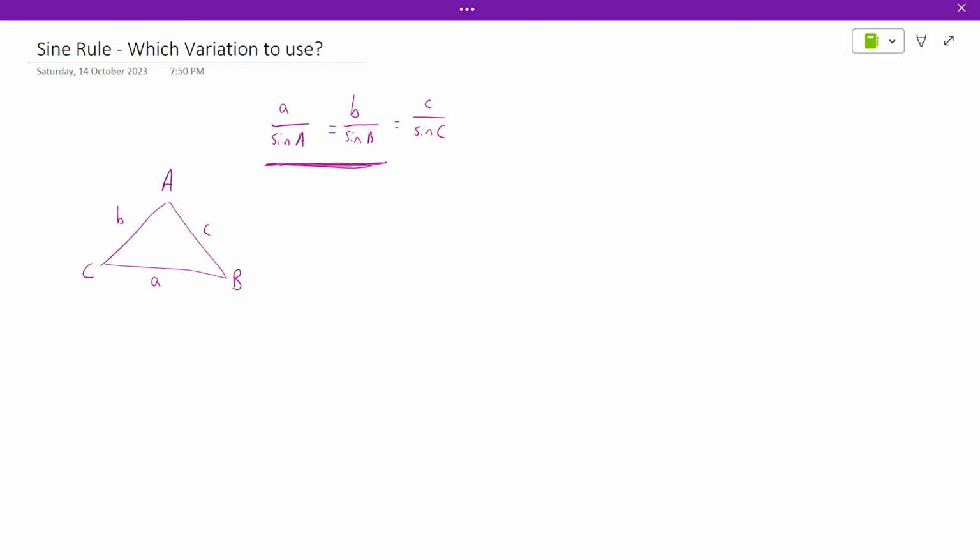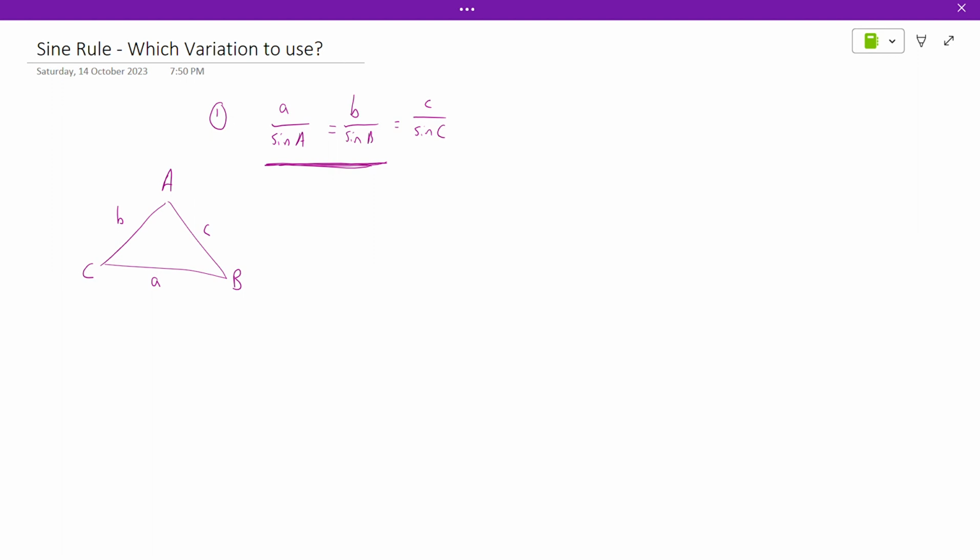So when to use each variation. If you're trying to find a side length, that would be a lowercase letter, then you're using the rule that I've already written up here, with the numerator as the lowercase letters. The reason that's important is because it makes your process a whole lot easier. If you use the wrong rule, you can still get to the correct answer, but it streamlines the whole process and makes it nice and easy.